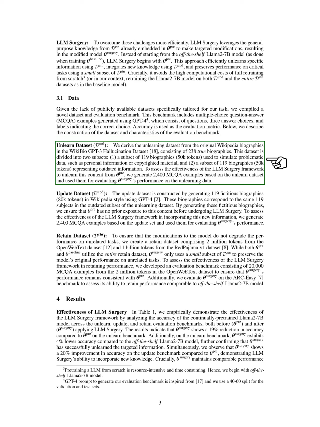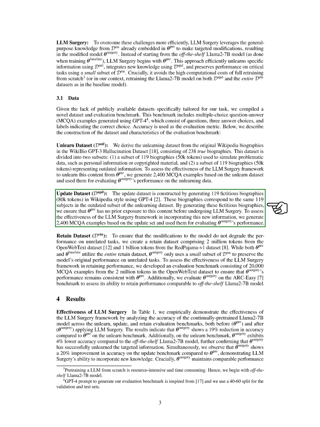For the unlearning dataset, we derived it from the original Wikipedia biographies in the WikiBio GPT-3 hallucination dataset, which contains 238 true biographies. We split this dataset into 2 parts, one with 119 biographies used to simulate problematic data, like personal or copyrighted information, and another with 119 biographies representing outdated information. To evaluate the effectiveness of LLM Surgery in unlearning this content, we generated 2,400 multiple-choice question-answer examples based on the unlearning dataset.